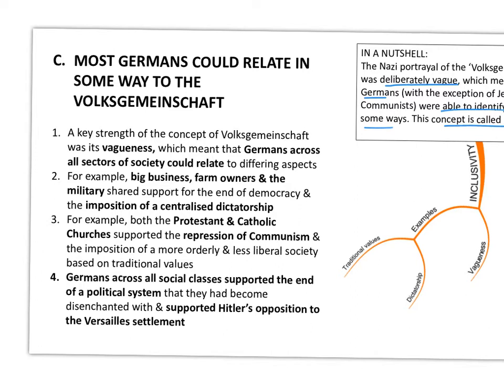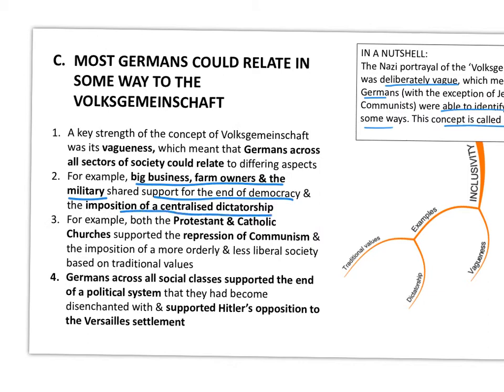So a key strength was its vagueness. Okay, the first point we covered. So, for example, big business, farm owners, the military. We've already covered that, haven't we? On the whole, they supported the creation of a dictatorship. And we've looked at that. They were the groups that backed Hitler into power, because they felt the Weimar democracy was undermining them. So they gave Hitler backing.